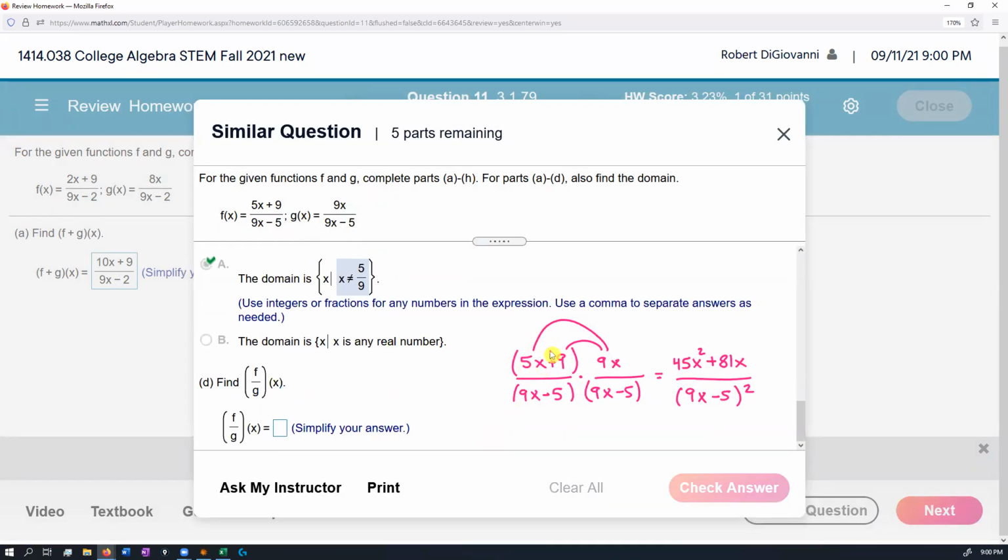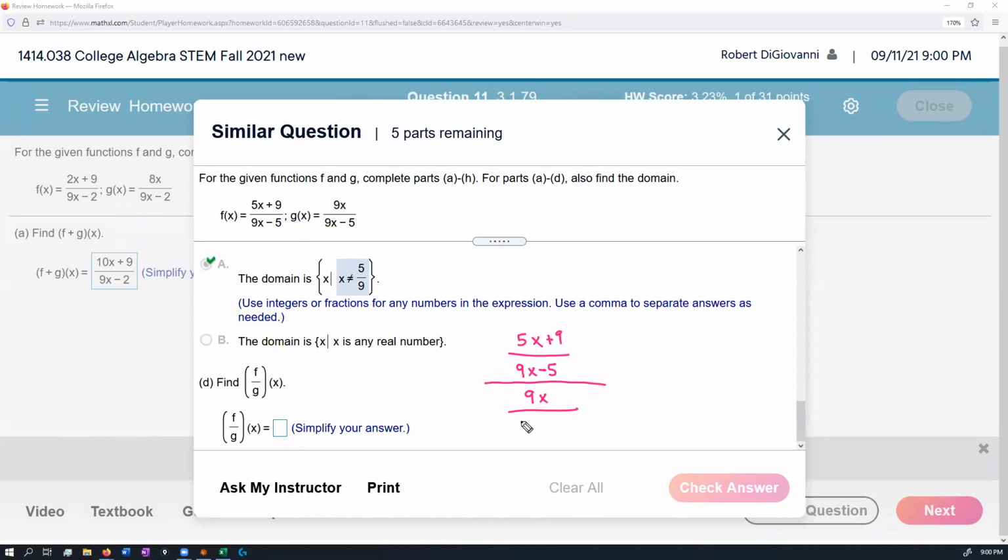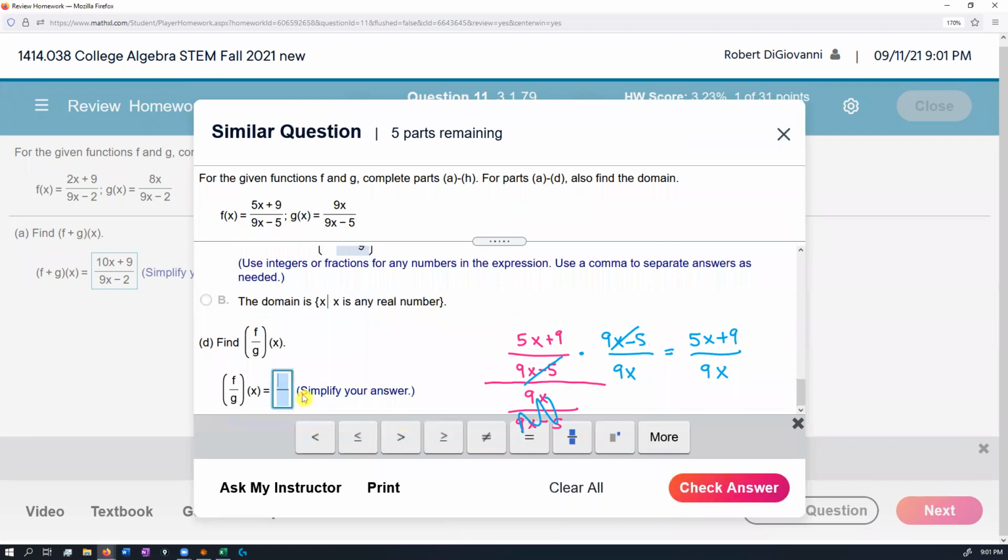All right, now division. So when we do division, we're going to take the 5x plus 9 over 9x minus 5 and divide that by 9x over 9x minus 5. Division of two fractions is the same as multiplication of the reciprocal. So we just reciprocated that and put it up there. Notice that these 9x minus 5s cancel. And then you're left with 5x plus 9 over 9x. Okay, so I'm going to put that in. 5x plus 9 over 9x.